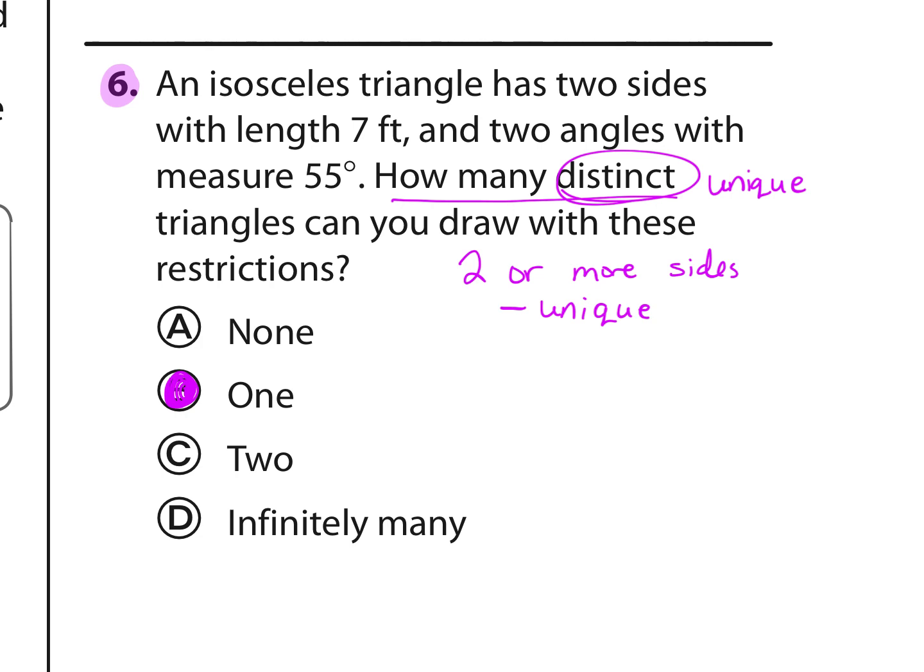will have to create a triangle. And we actually do know a couple of angle measures, but the angle measures have very little to do with whether it's unique or not. We're really looking at the sides.